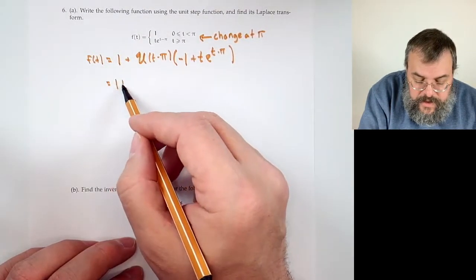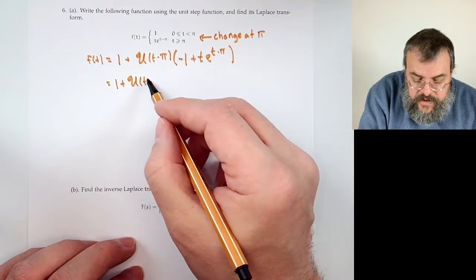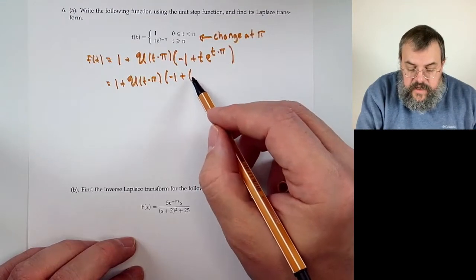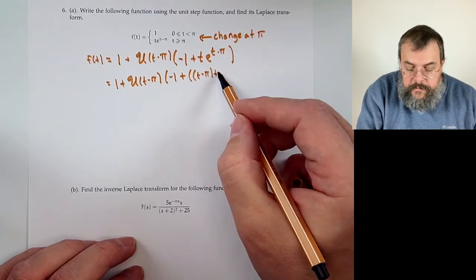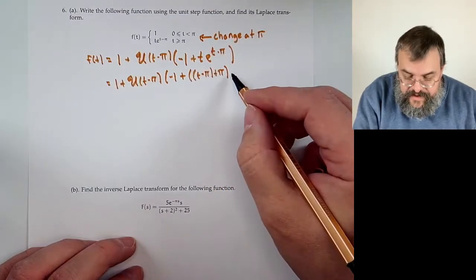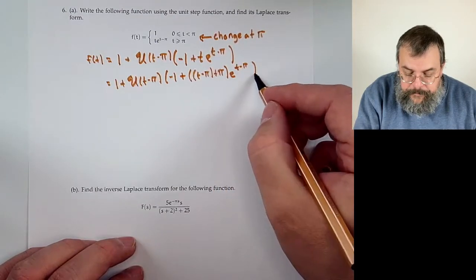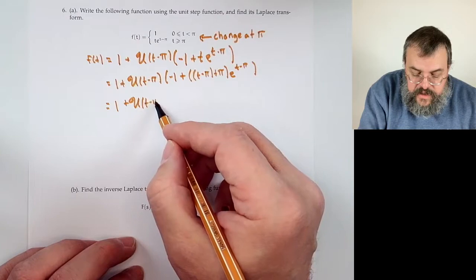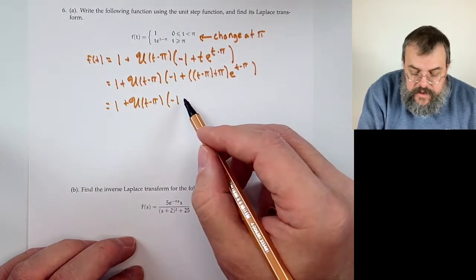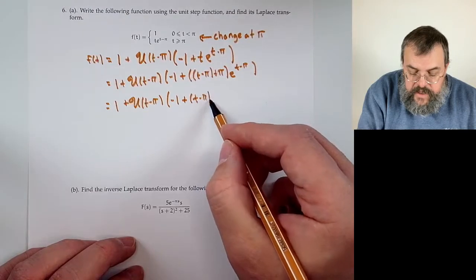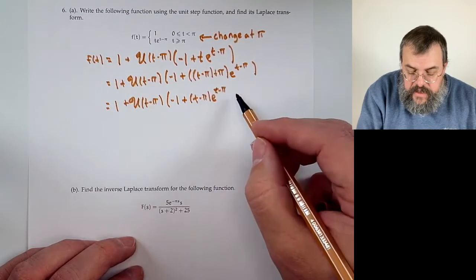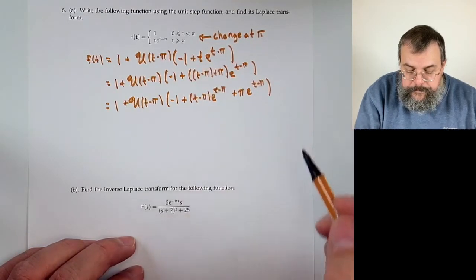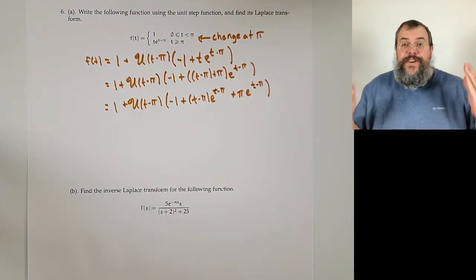So this is really 1 plus u of t minus pi times minus 1 plus, now this t is t minus pi plus pi, times e to the t minus pi. Or, if you like, that's 1 plus our unit step function u of t minus pi, times negative 1 plus t minus pi e to the t minus pi plus pi e to the t minus pi. All right, so there we go.